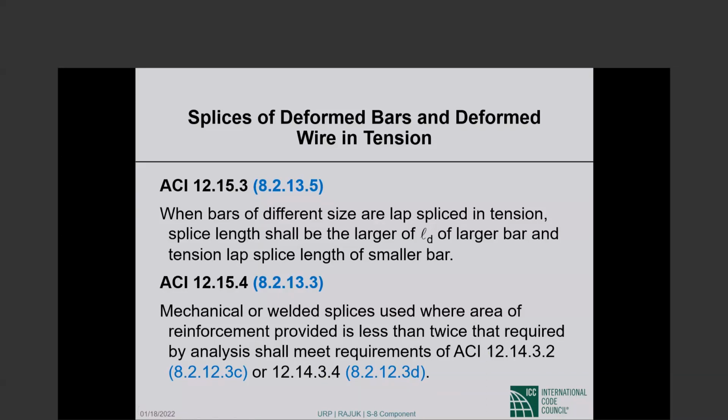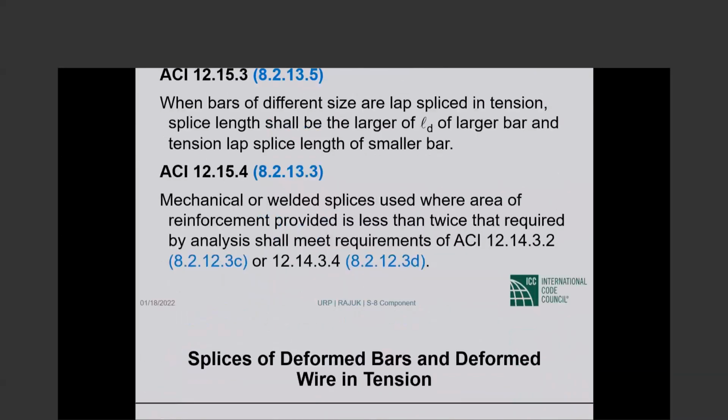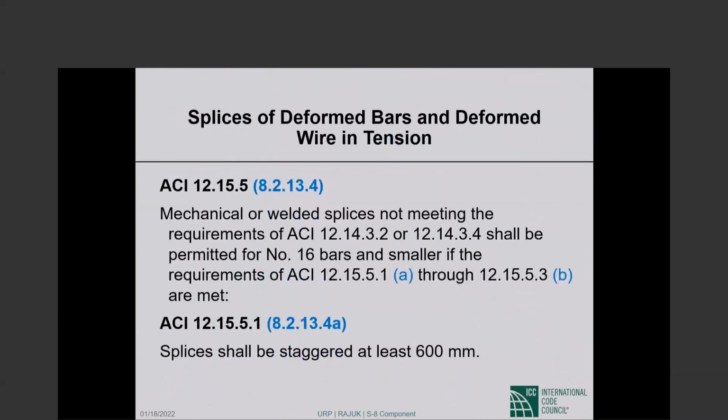If you are going to use mechanical or welded splice where area of reinforcement provided is less than twice that required by analysis, then you have to have full welded or full mechanical splices. Now, less than full mechanical or welded, that is 12.5.5. Mechanical or welded splices not meeting the requirements of those two sections, full mechanical or welded, shall be permitted.